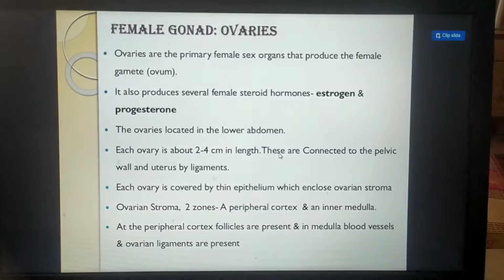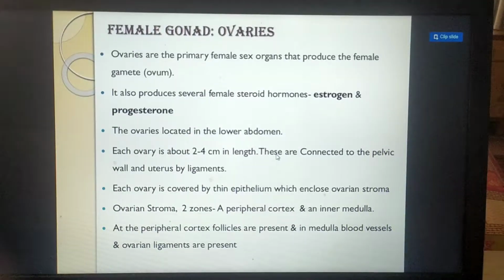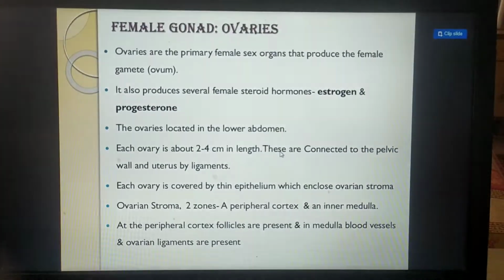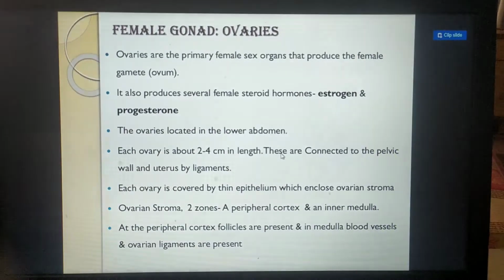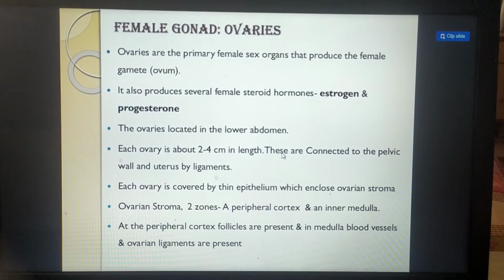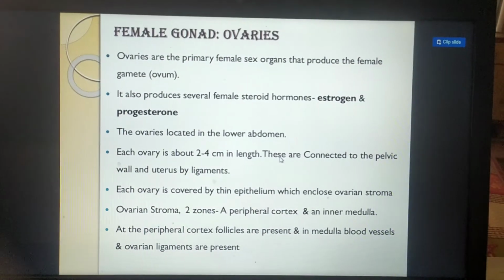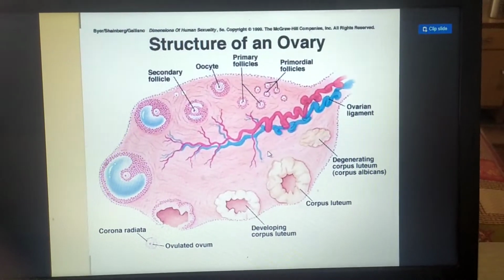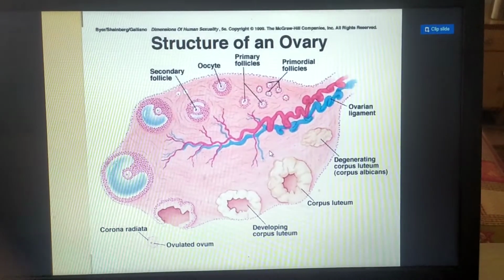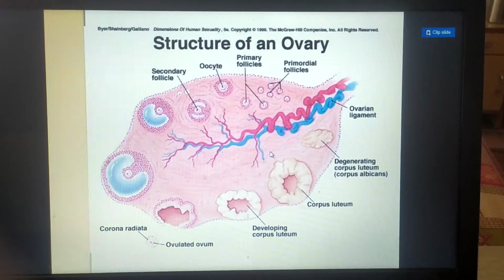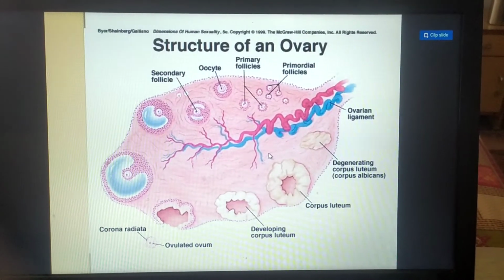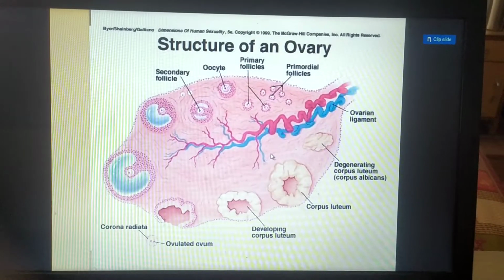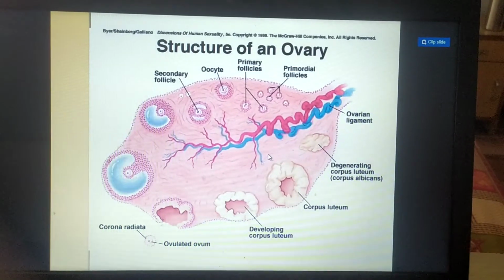In the ovarian stroma, again two zones are there. One is the peripheral cortex, present on the outer side, and the inner medulla. In the peripheral cortex, follicles are present, and in the medulla, blood vessels and ovarian ligaments are present. This is the structure of an ovary. You can see different types of follicles that are growing. Corpus luteum is shown. Primary follicles are there, secondary follicles, oocyte. Different parts are shown in this figure.